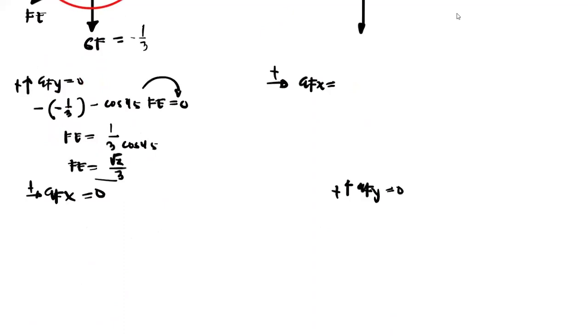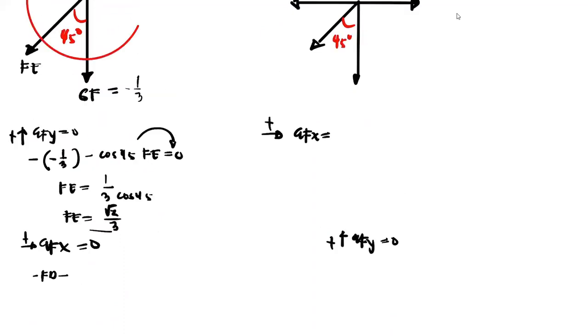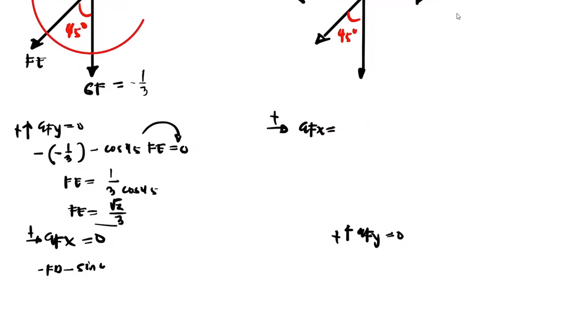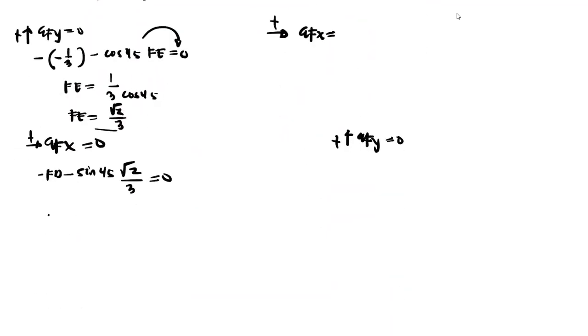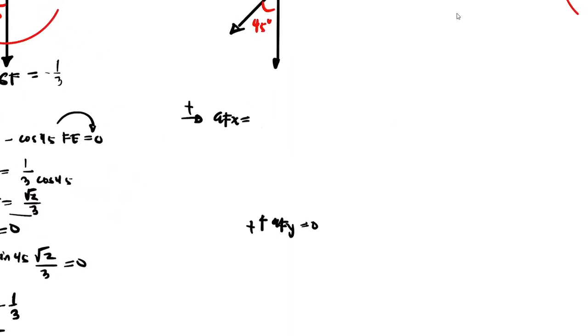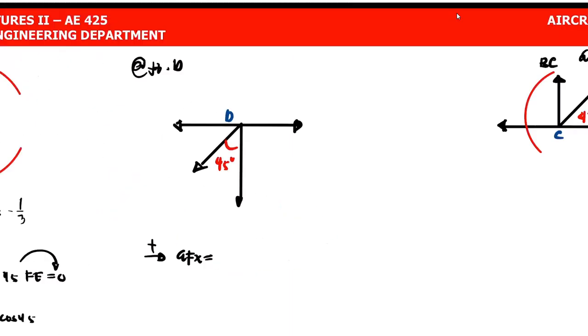Summation forces X, meron kang negative FD minus sine 45 square root of 2/3 is equal to 0. Okay? And then FD is equal to negative 1/3, no? So check natin. So times sine 45. Okay, so negative 1/3. Lipat natin sa kabila, maging positive na rin yung negative sign. Okay? Next is at joint D naman.